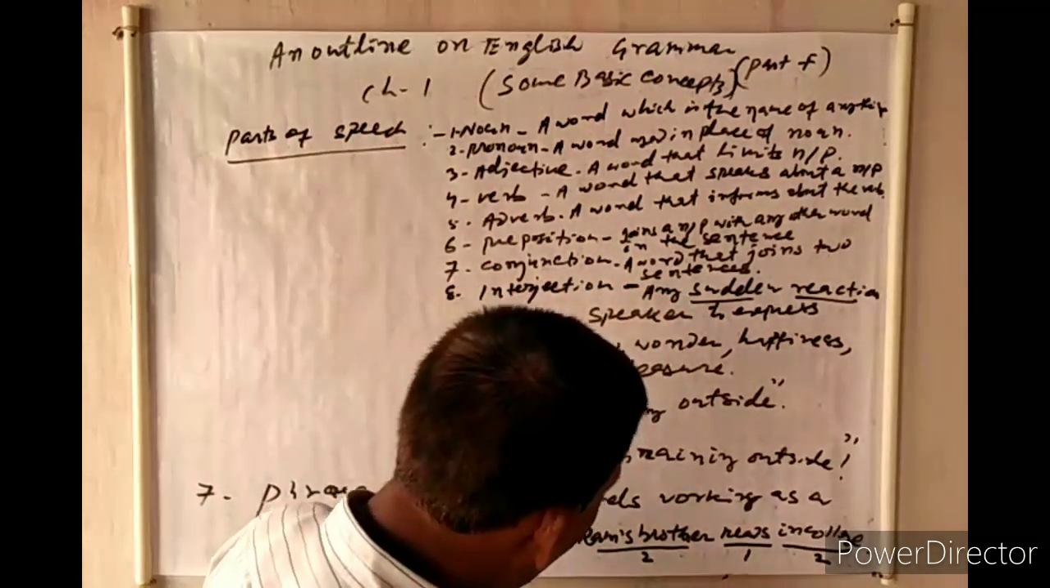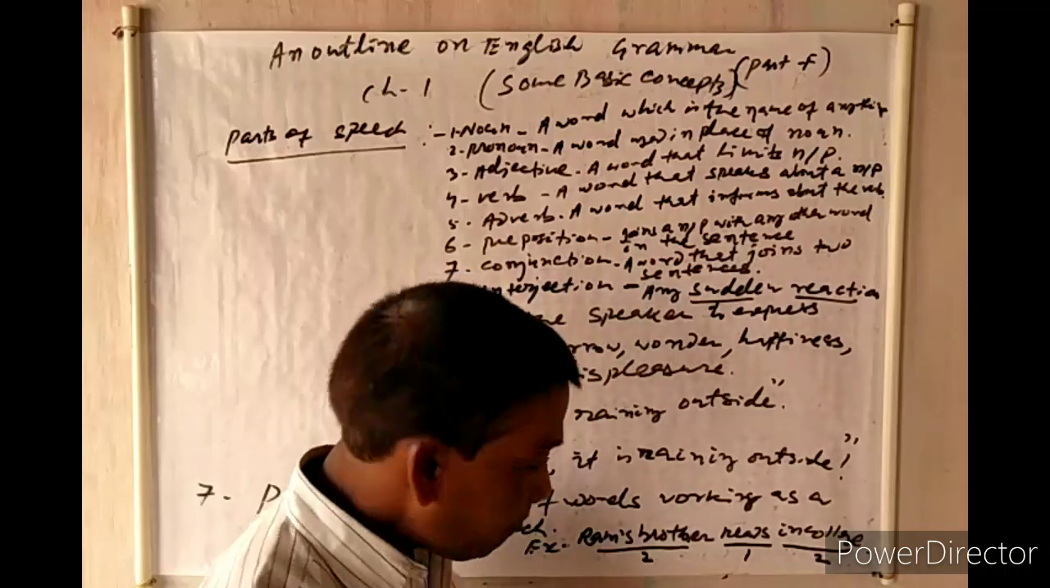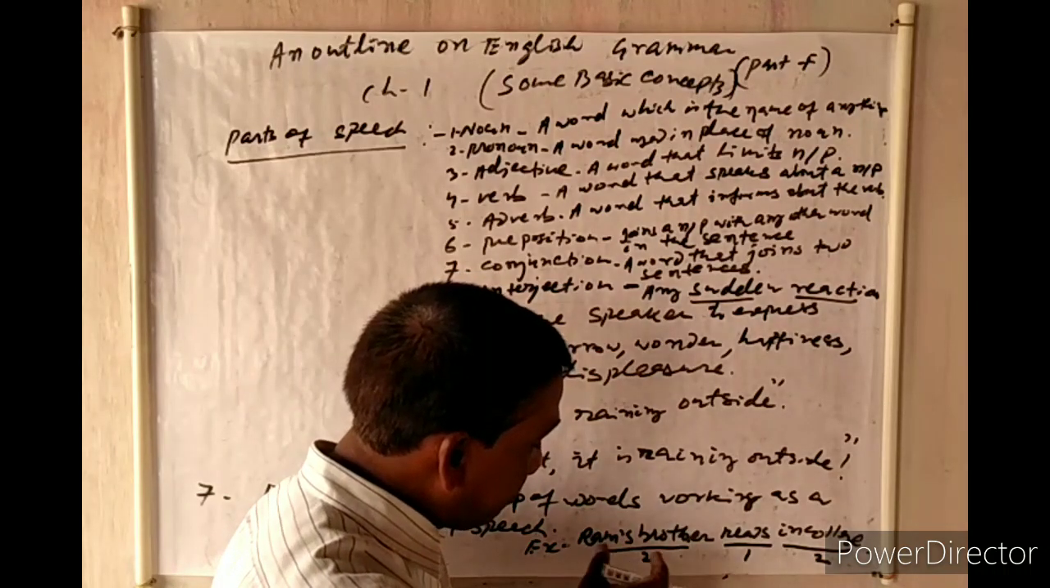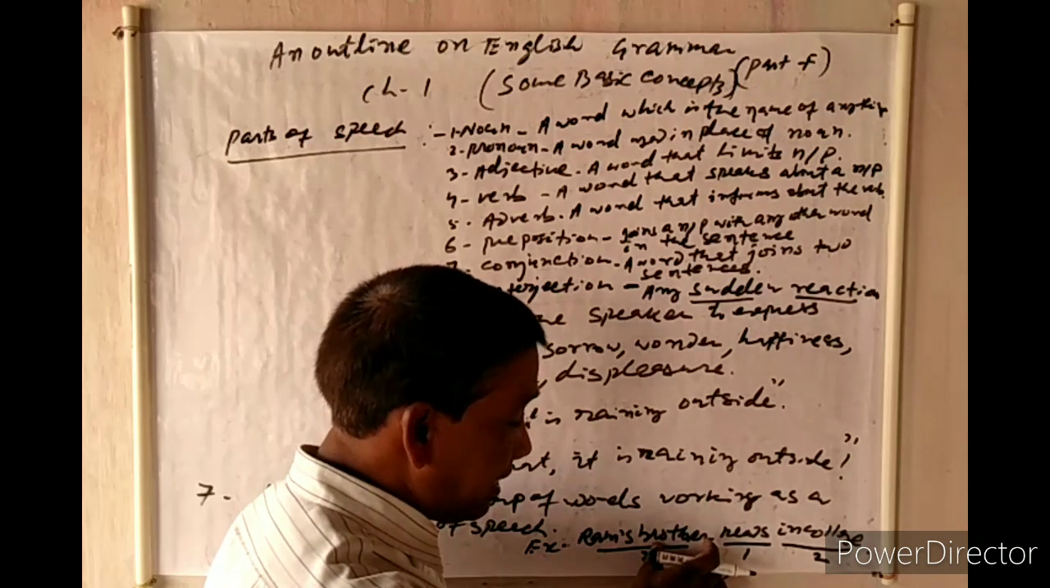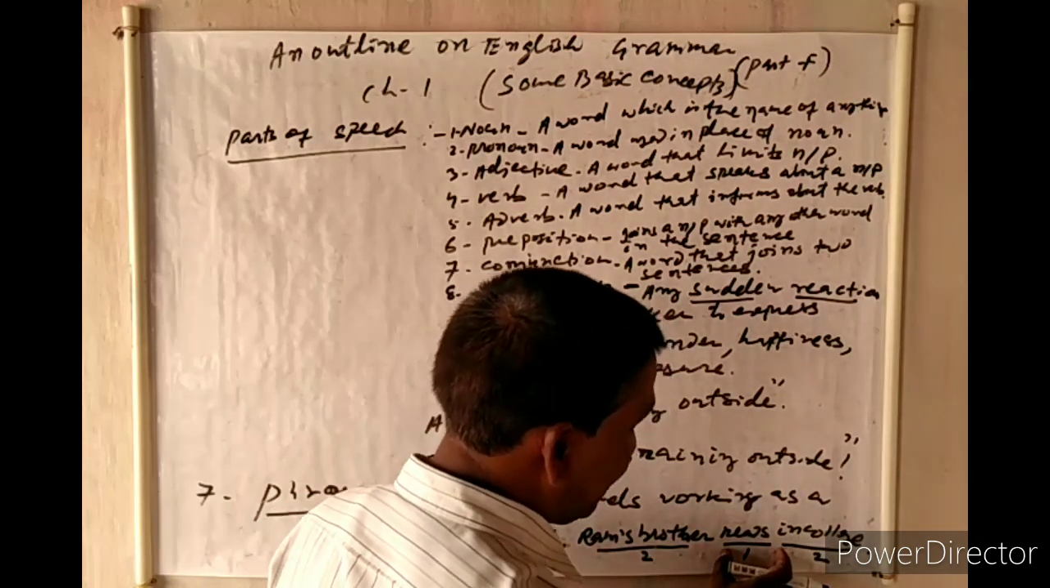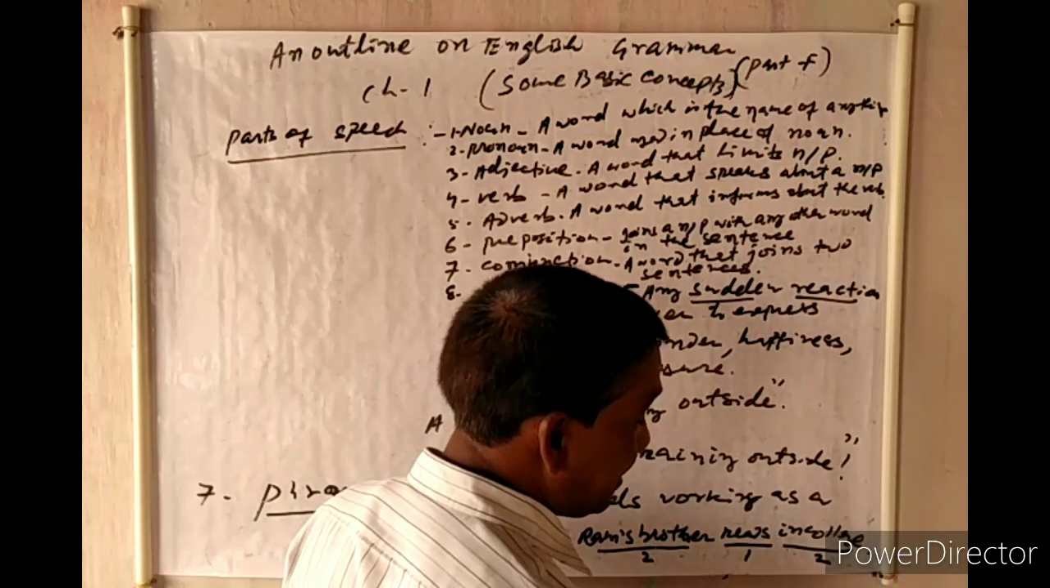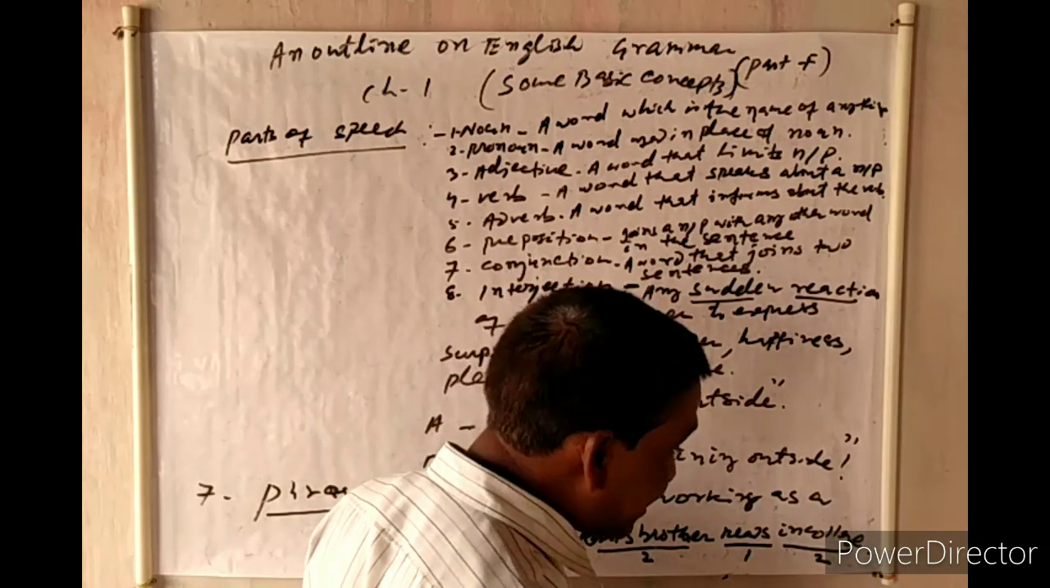But in this sentence, you'll have to realize one thing. Every single word in itself is a part of speech. Ram's is a part of speech. The word brother is a part of speech in itself. The word reads is a part of speech in itself. The word in is a part of speech in itself. The word college is a part of speech in itself.